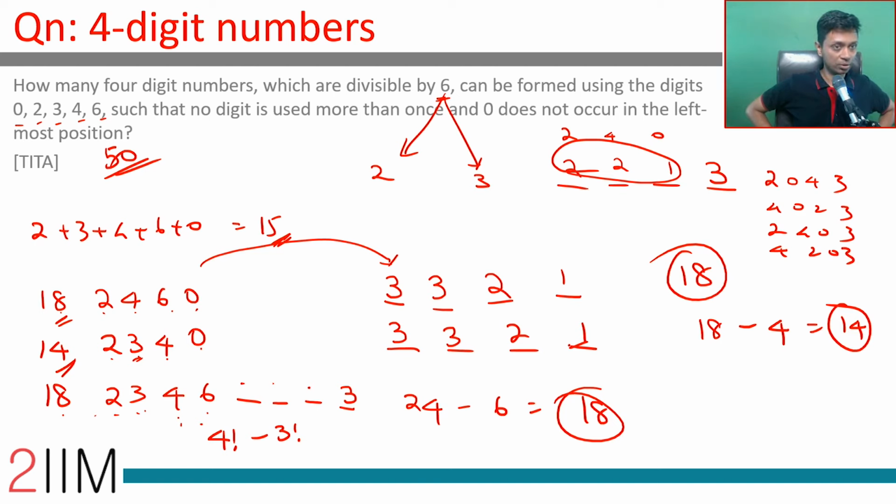Brilliant question. First isolate the digits that can be possible, then count rigorously. Make sure we account for two conditions: the last digit should be even, and the first digit should not be zero.